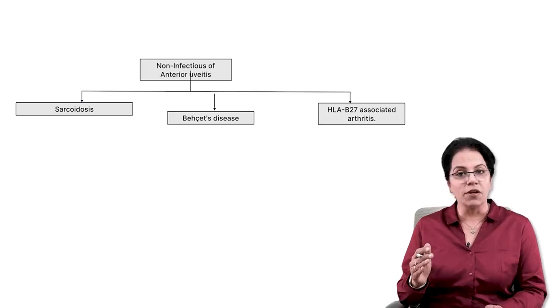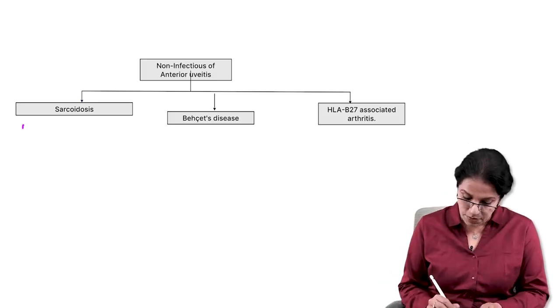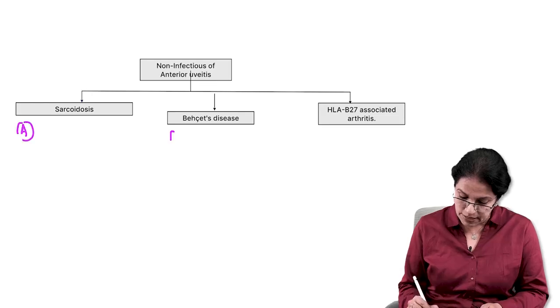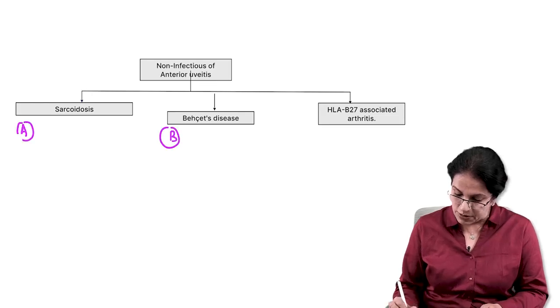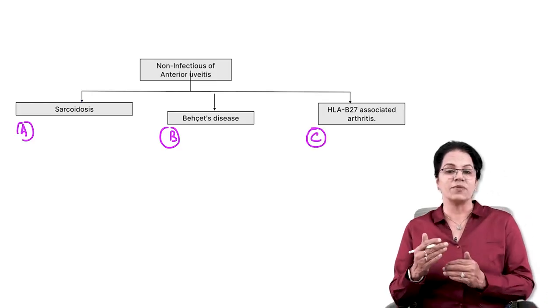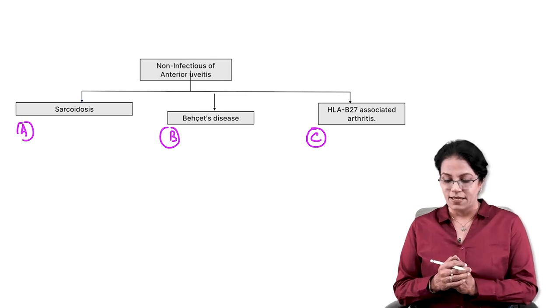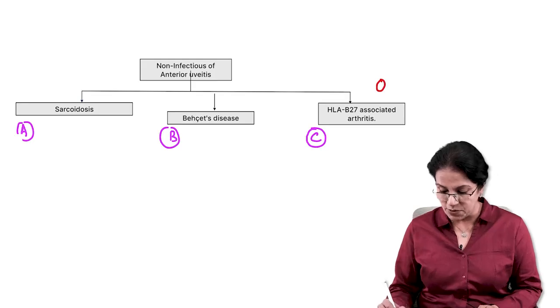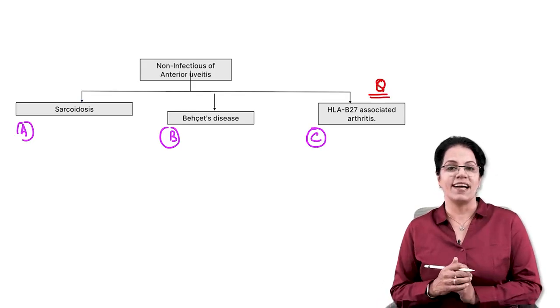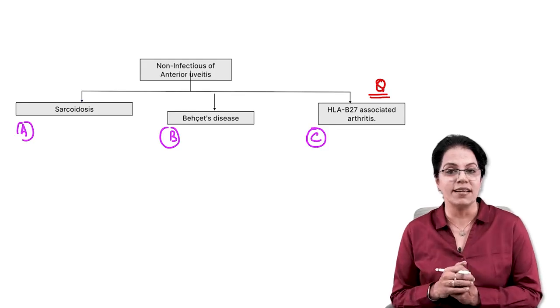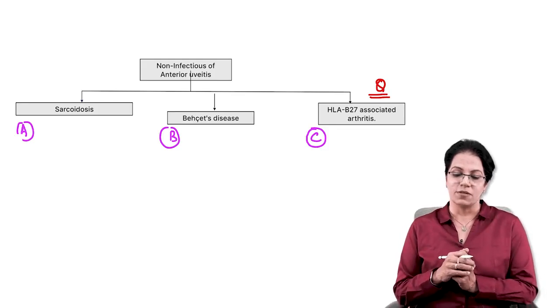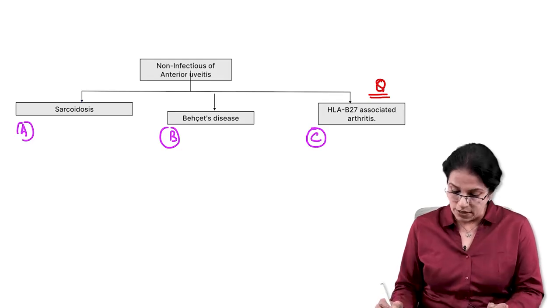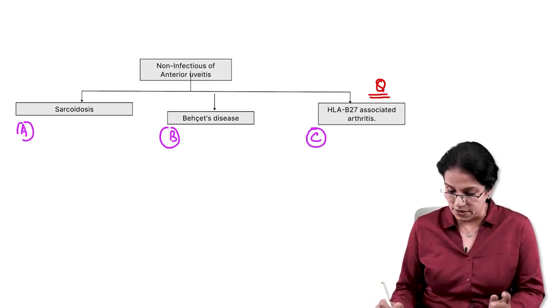Non-infectious. When you talk about non-infectious, we will talk about number one, sarcoidosis, Behçet's disease, and HLA associated arthritis. HLA B27 associated arthritis. B27, this has been asked many times, which HLA association is arthritis associated with uveitis. So you have to remember this HLA association, right? Okay, so remember this in non-infectious.